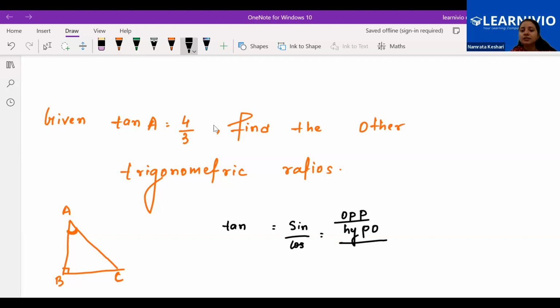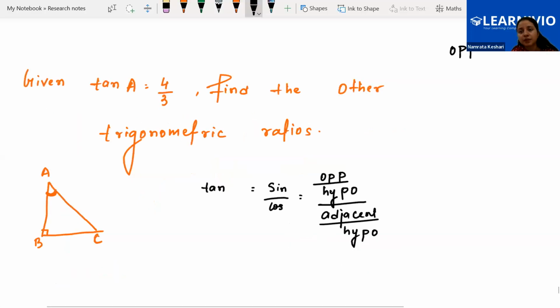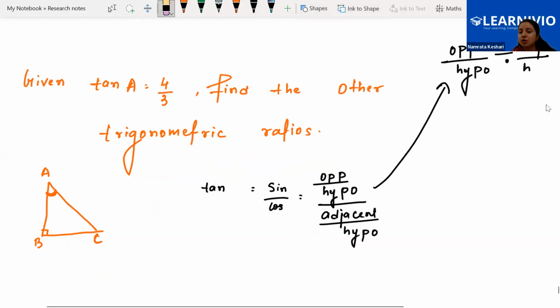And cos is adjacent by hypotenuse. Adjacent over hypotenuse. If you understand the division of fractions, that means opposite over hypotenuse divided by adjacent over hypotenuse. Basically the same thing I am writing over here with the division sign. Please don't get confused. Okay.